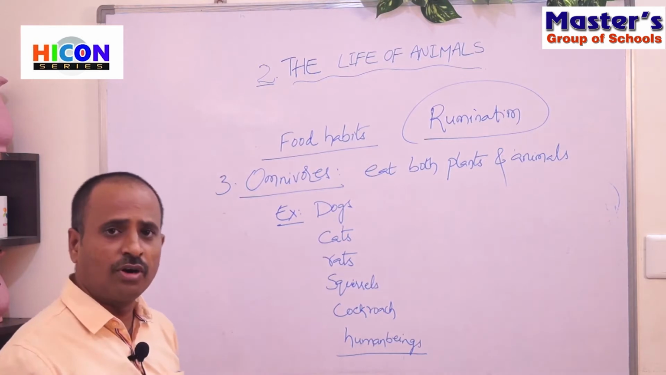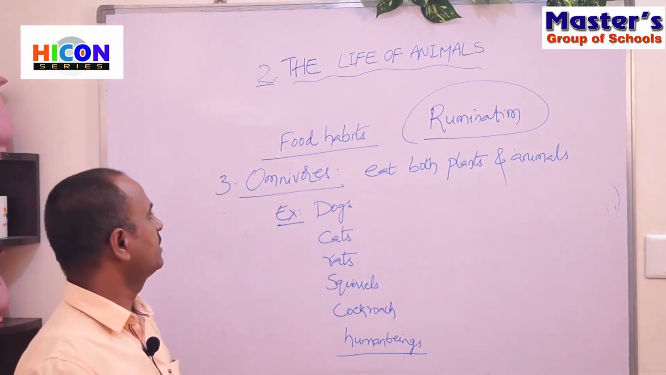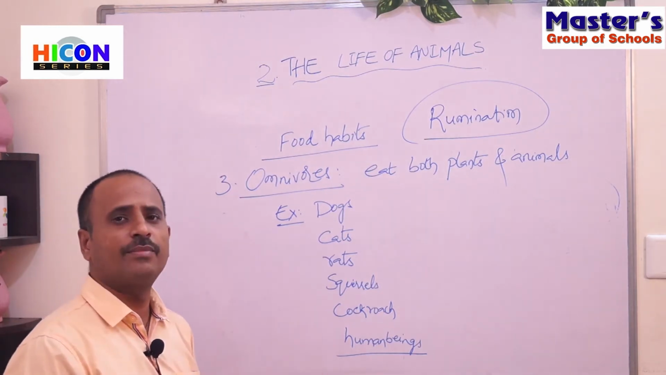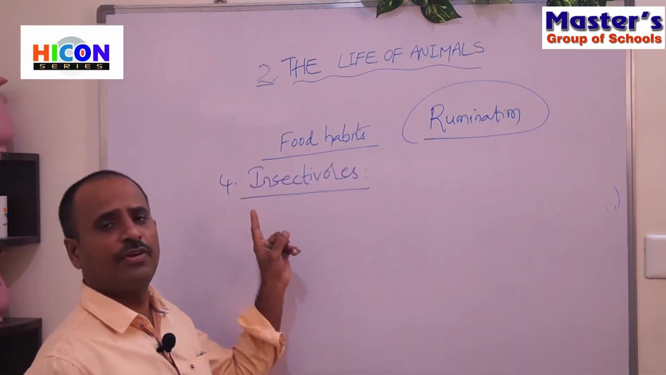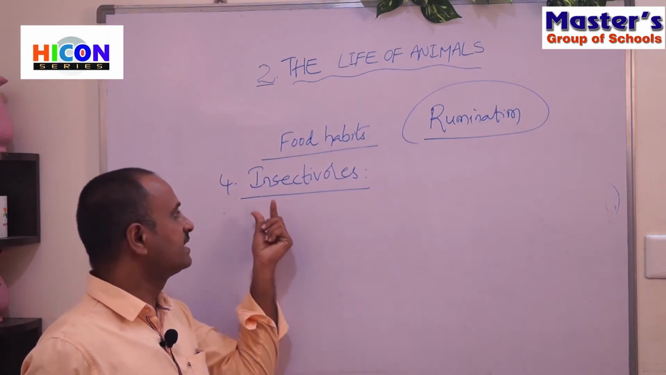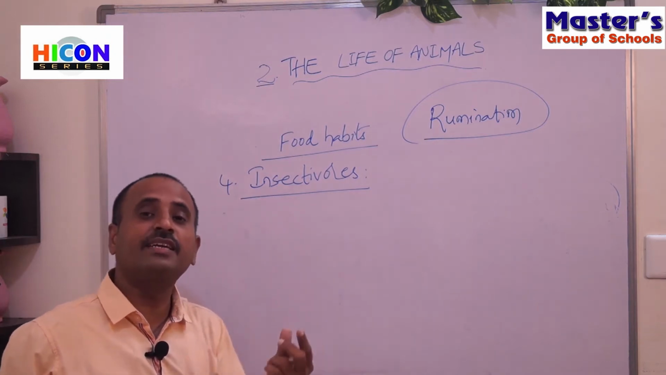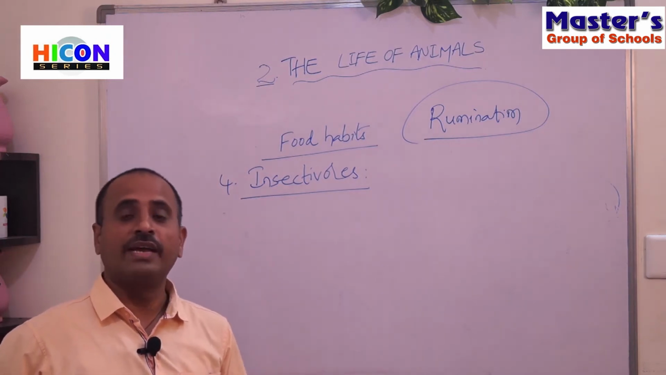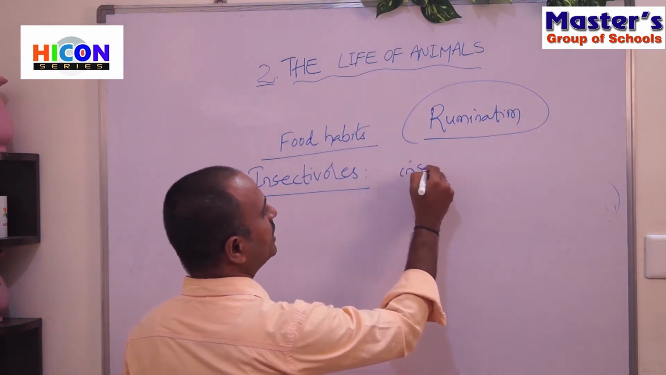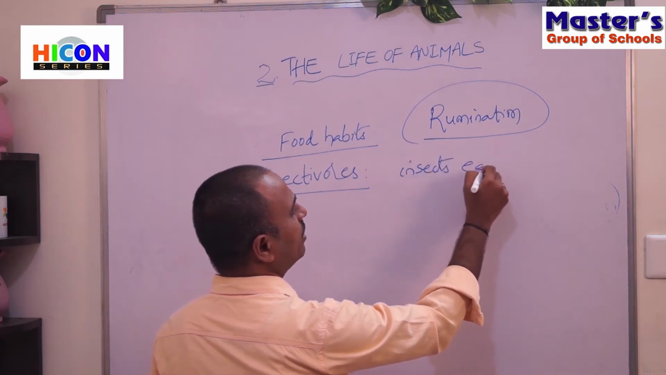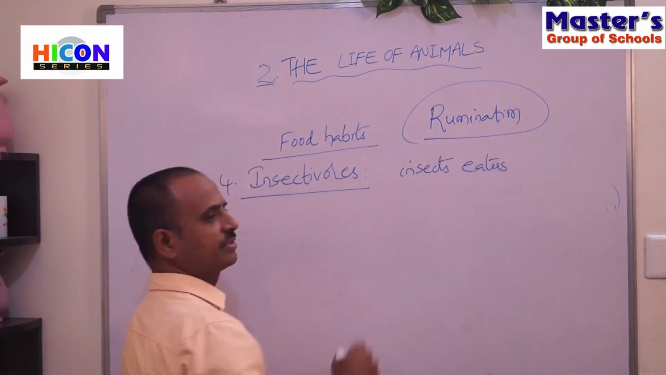And the fourth type of animals. Let us discuss the fourth type of animals, that is insectivores. Insectivores means insect eaters. The animals which eat insects are called insectivores.